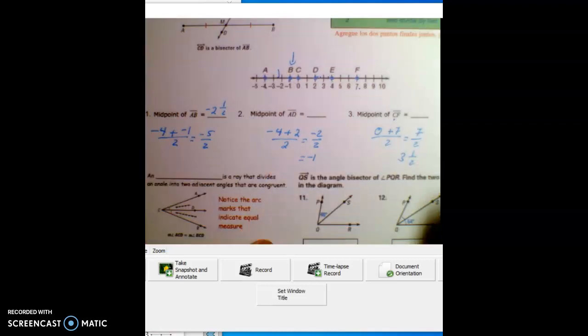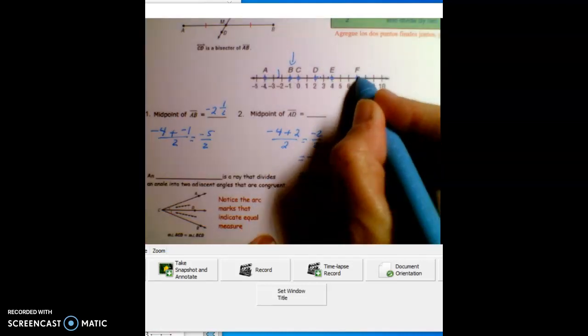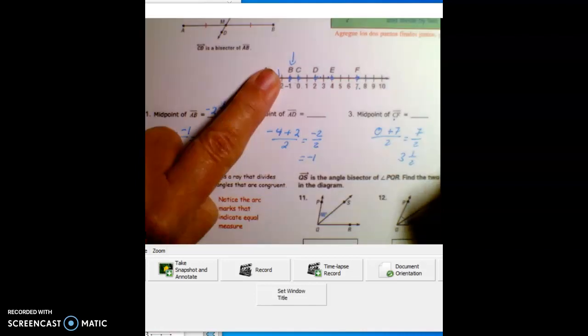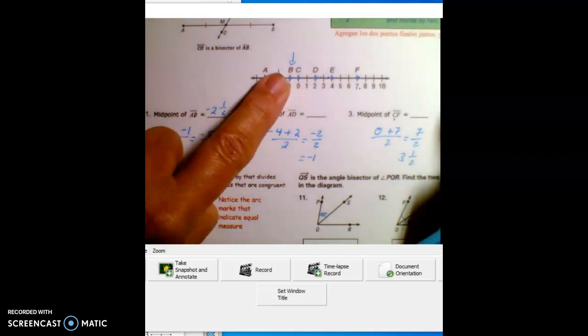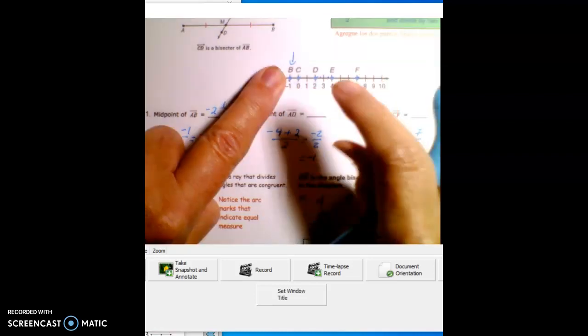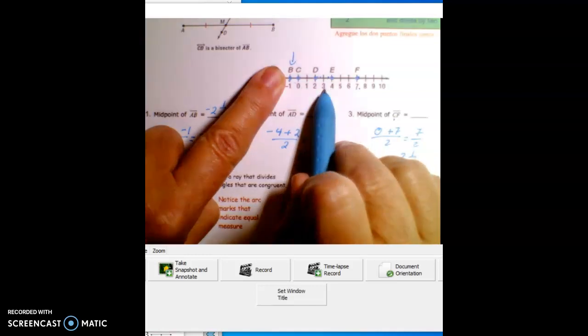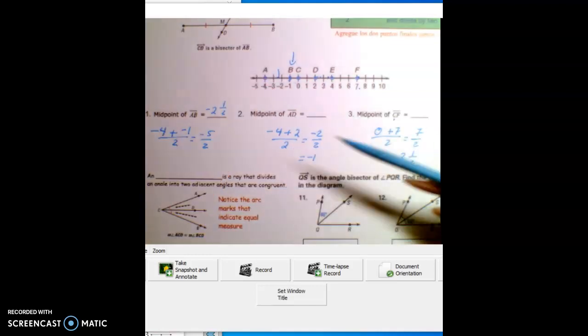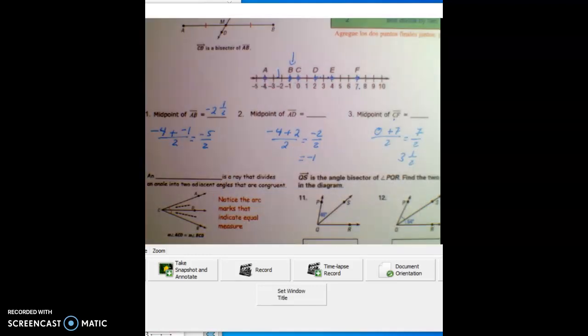And the last one, F and B. B is -1 and F is 7, divided by 2. -1 plus 7 is 6, divided by 2 is 3. So if I look at F and B, the midpoint would be 3. Okay, so remember, just add together and divide by 2.